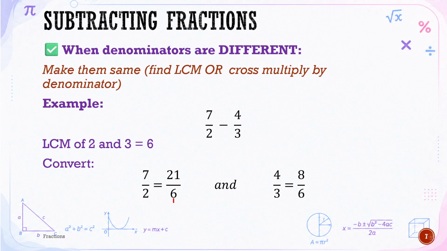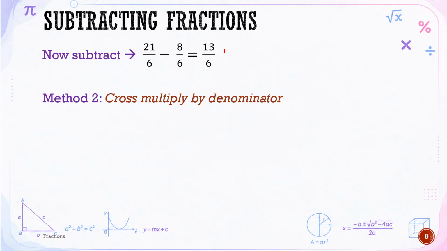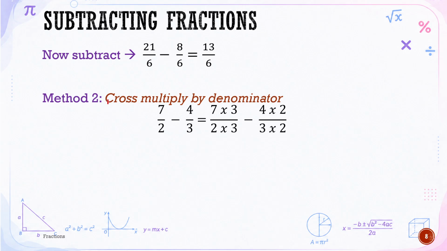Now I have the fractions with the same denominator. Now it would be just like simple subtraction: 21 by 6 minus 8 by 6. As the denominators are the same, what would we do? We would just subtract the numerators. So we would do 21 minus 8, that is going to give you 13 by 6. Right? Now taking a look at the cross multiplication method.